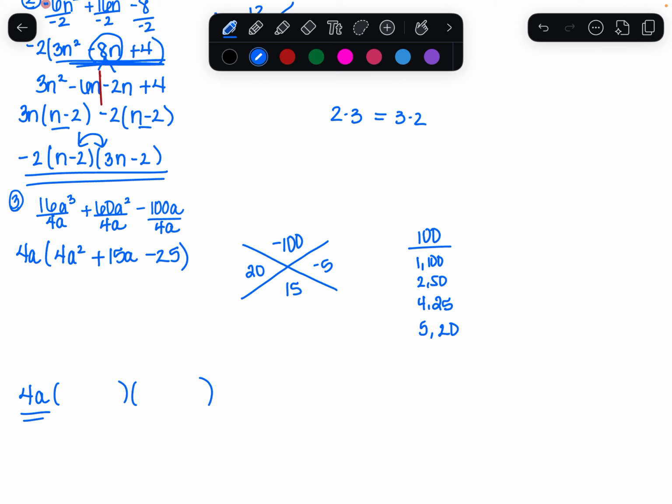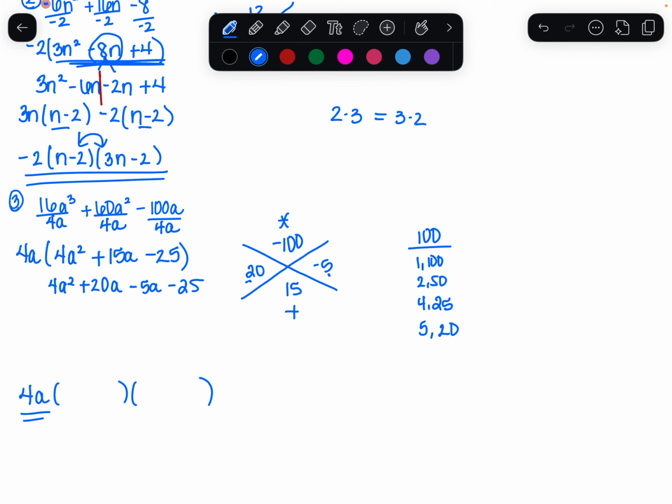Now, remember that this is because it needs to multiply to negative 100. 20 times negative 5 works. It has to add to 15. And something to keep in mind is that there is only one right answer here. There's not multiple possibilities. So we found the correct numbers. Anyway, so 4a squared plus 20a minus 5a minus 25.